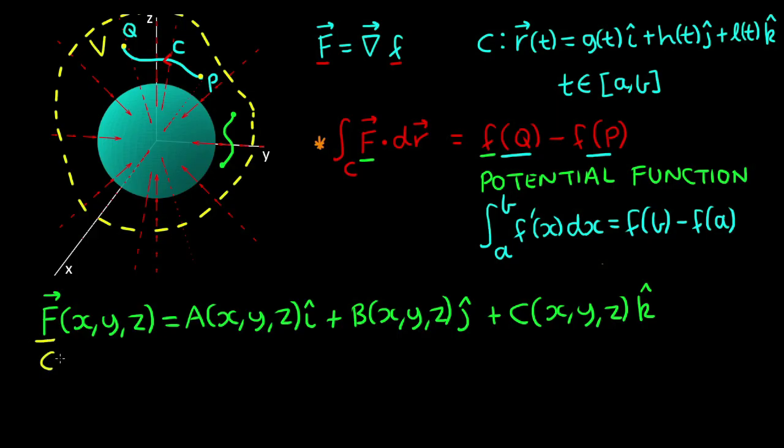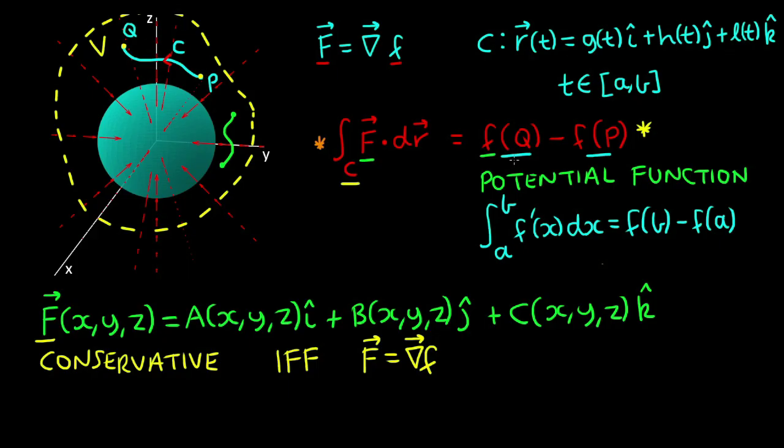Then F is conservative if and only if it is a gradient field for a differentiable function f. So in other words, the line integral over a curve between 2 points in the region, being Q and P, is path independent. So no matter the curve connecting these points, the integral will evaluate to the same value.